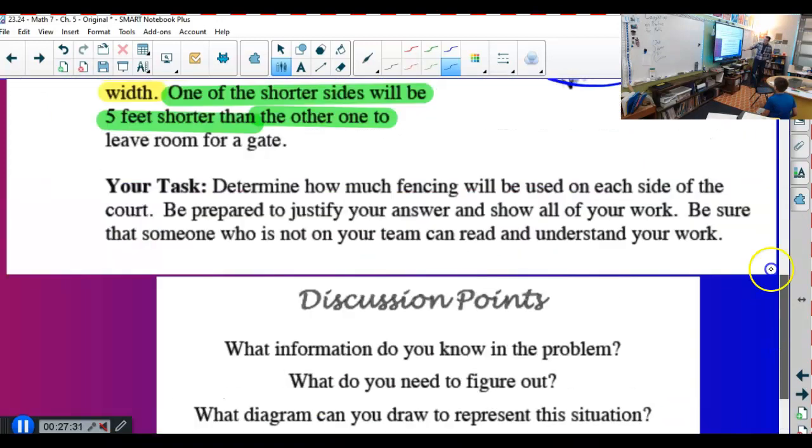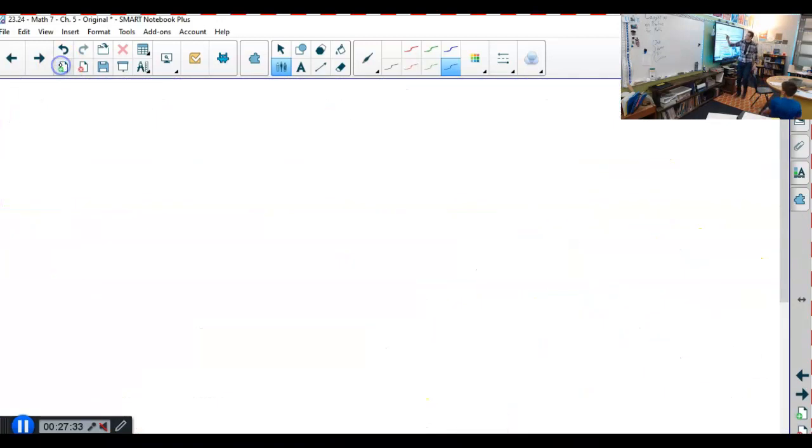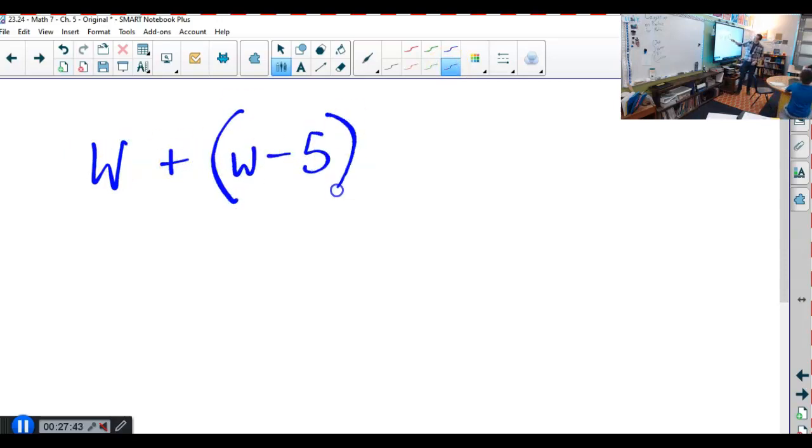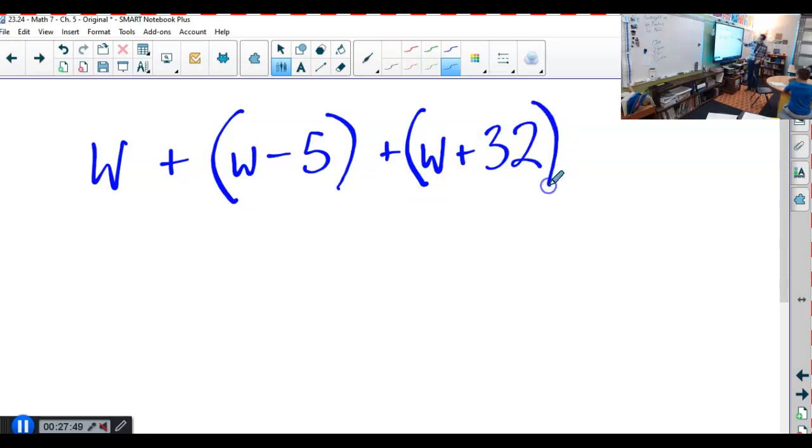Let's write out. I'm just going to do it on your graph paper so we have space to work. So, W plus W minus 5 plus W plus 32. And what are all 3 of those sides supposed to add up to? 183.